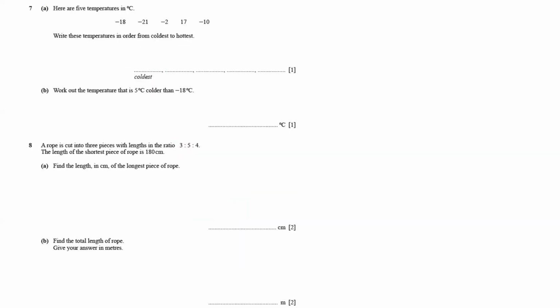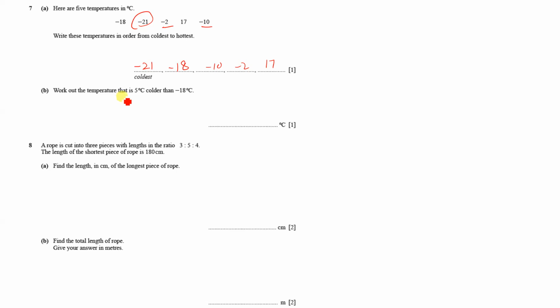Question number 7. Here are 5 temperatures: -18, -21, -2, 17, -10. Write these temperatures in order from coldest to hottest. The coldest would be the most negative, that is -21. So let's start with the coldest one, -21, and then -18, and then -10, -2, and 17. So this is the order from coldest to hottest.